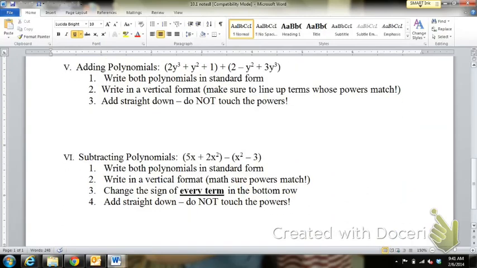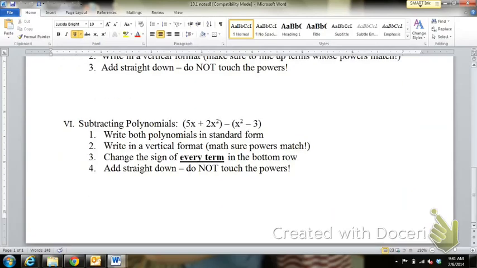Okay, so now how do we add or subtract these? Which is this, the end? Yeah, this is the end.